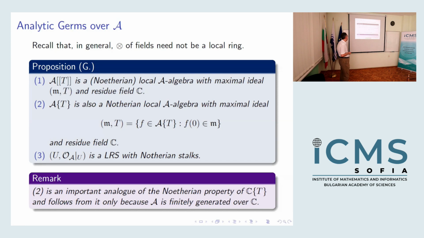With this maximal ideal. And so when we equip an open subset U with the restriction of the sheaf of ahomorphic functions, we get a Walkerly ring space with Noetherian stalks. And point two is, of course, the more important statement here, and it's the analog of the Noetherian property from the complex plane. And it, in fact, follows from A because A is finitely generated over C, so basically just a tensor ring.